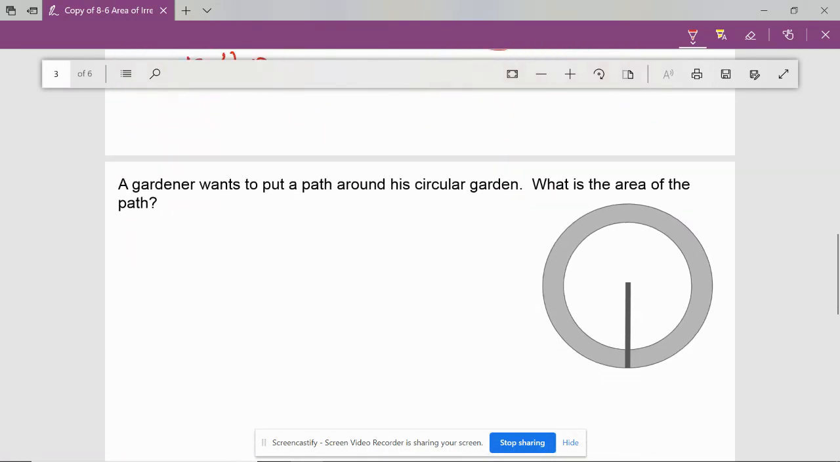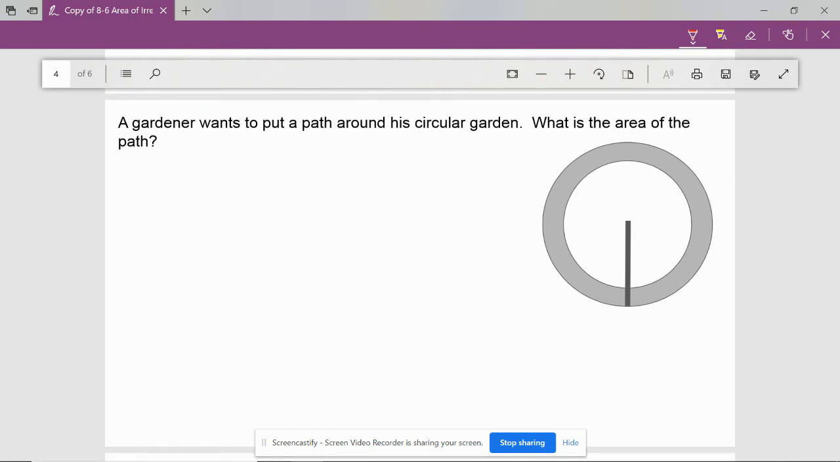I don't think these are too hard. It's a little bit of review, but putting the two things together, putting circumference and area together. So a gardener wants to put a path around his circular garden. What is the area of the path? This one's going to be a little bit goofy. So we're going to find the area of the outer ring.